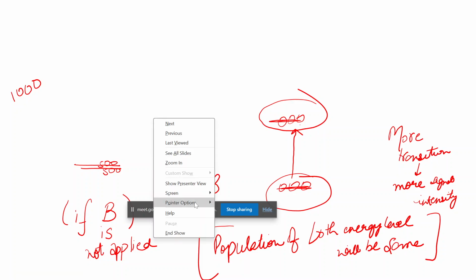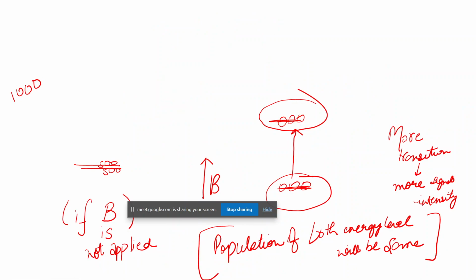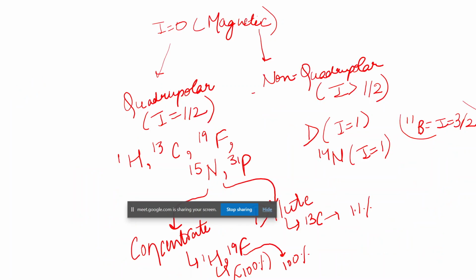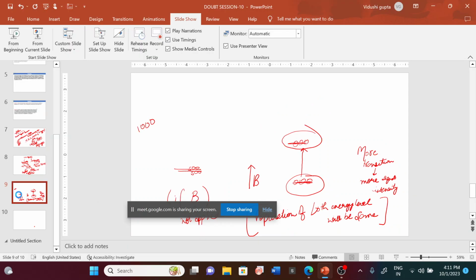Can you start now from first? Maybe I will start it again. Up to this, it was well understood: if mass number is odd, then I is integral of half, and if mass number is even, then I is a whole number. Up to this, it was clear. Yes, ma'am. Maybe this I will repeat: the Boltzmann distribution I will repeat again.